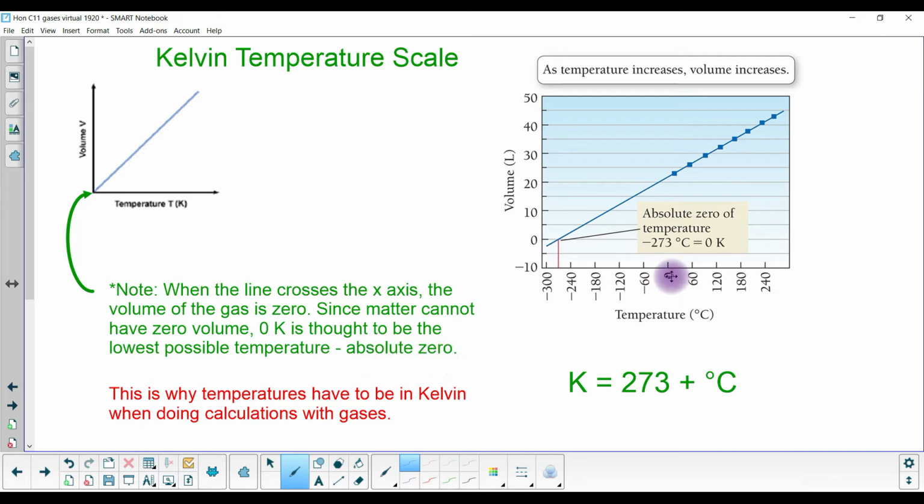Looking here, we have 0 degrees Celsius. We keep going, and the absolute 0 is negative 273 degrees. That is equal to 0 Kelvin. The relationship between Kelvin and Celsius is Celsius with the addition of 273 equals Kelvin. All calculations need to have Kelvin temperatures or you will get a negative volume, which is not possible.